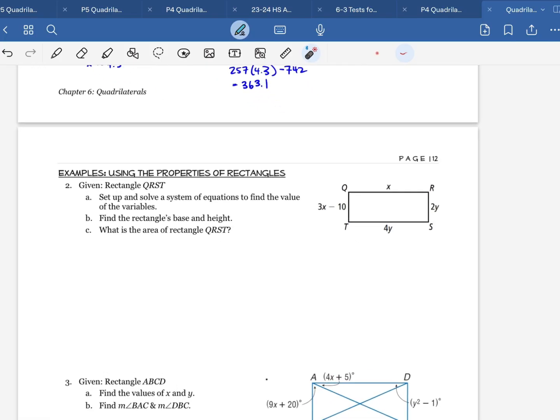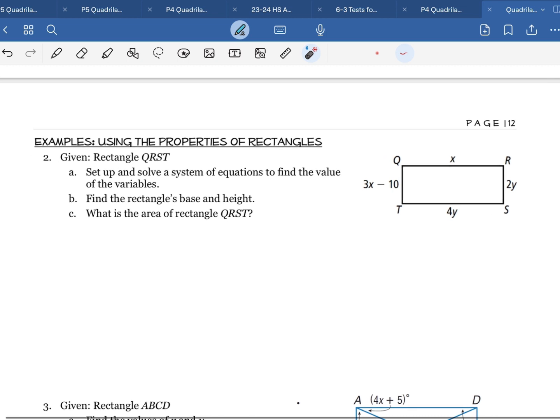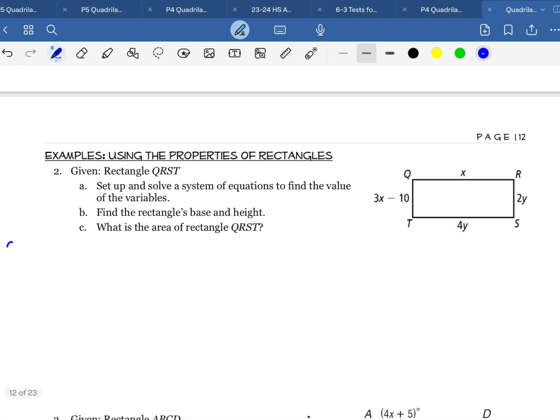Okay, so this one is a little bit, I don't know, on the fun side, I'd say, because it is asking you to use a system of equations. So we did this before with our parallelogram. We asked you to use a system of equations. And I think at this level, you guys should be able to do it. But for those of you who haven't done it in a while, I will help you set it up in case you don't remember. It's telling you to set up the system of equations to find the values of the variables.